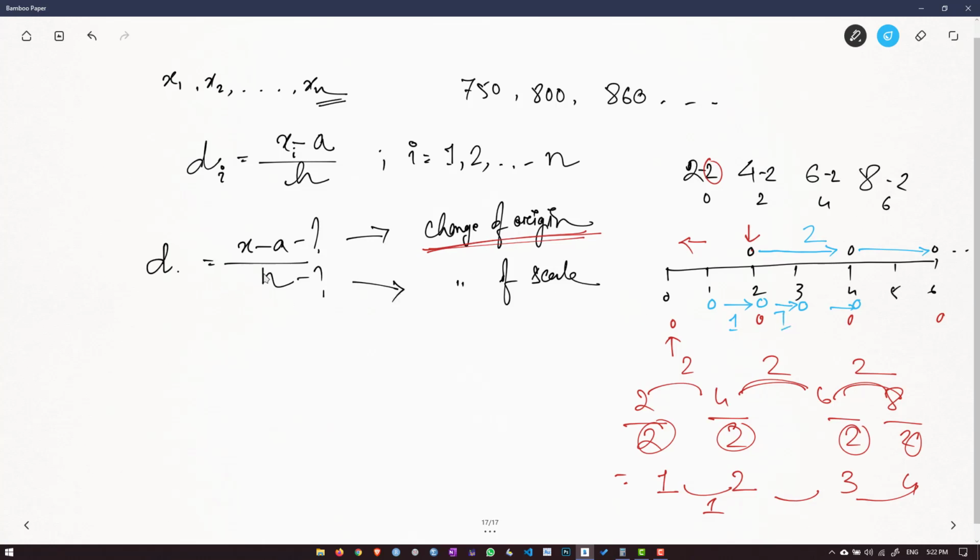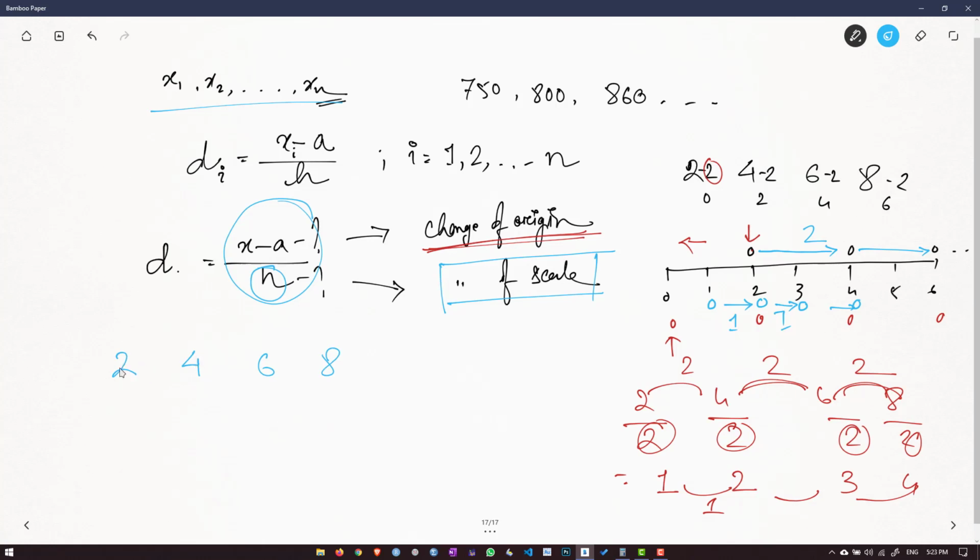So basically if you divide every value of a data set by a constant value, that technique or procedure is called change of scale. So this thing overall is called changing the origin and scale. Let me give you the same example. 2, 4, 6, 8. This was your original data set, and now you want to reduce them.